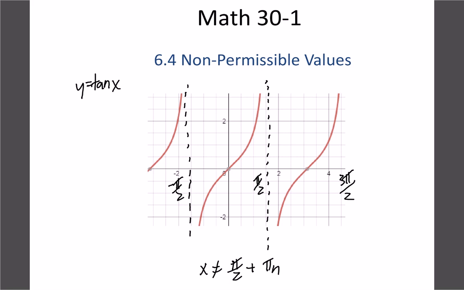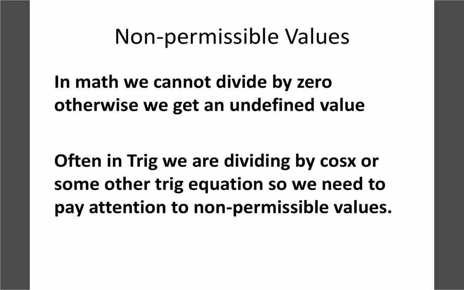So we've already looked at this in terms of graphs, but now we're going to go one step further and think about this more algebraically. When we're dealing with non-permissibles, what we're basically saying is we can't ever divide by 0. If you think back to earlier math, when we did rational expressions, if you had a fraction like x plus 2 over x minus 3, we would simplify it and then also say x can't equal 3. Otherwise we'd have a 0 on the bottom, and we can't do that.